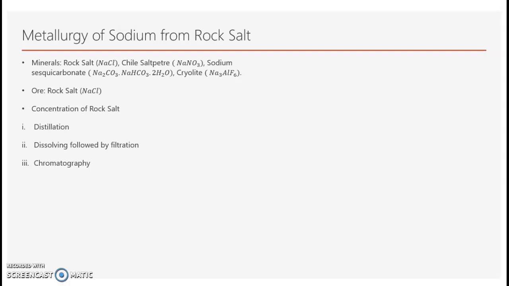So we can't directly use the sodium chloride solution for the extraction purpose. Initially we crystallize the sodium chloride from the solution, and after crystallization, we have to melt the sodium chloride. The melted sodium chloride is used for the metallurgical process. Sodium is extracted from sodium chloride in a special type of cell known as the Downs cell.